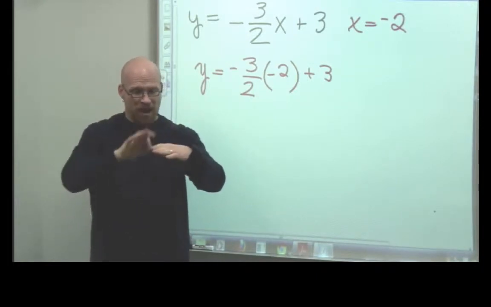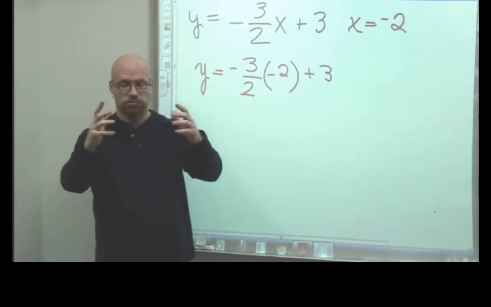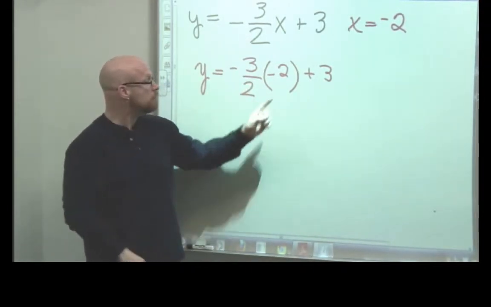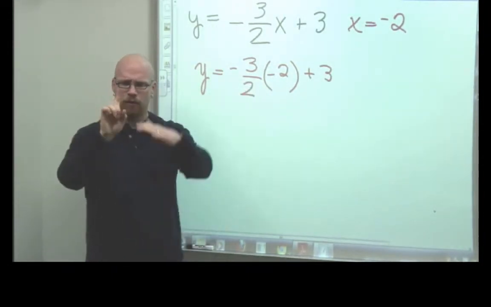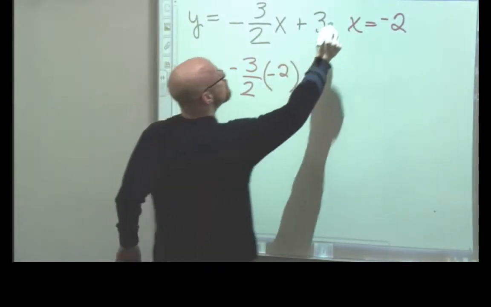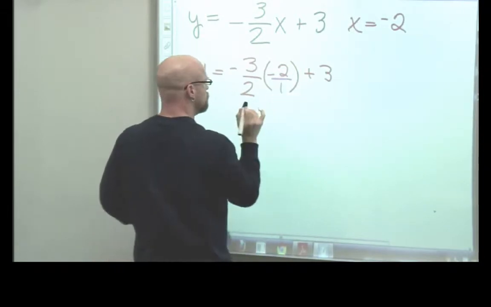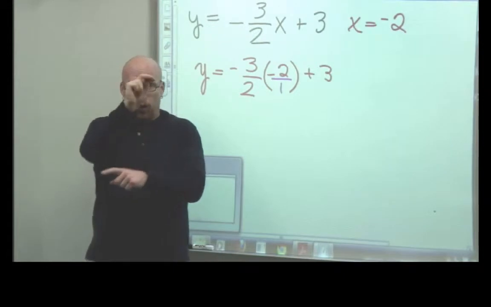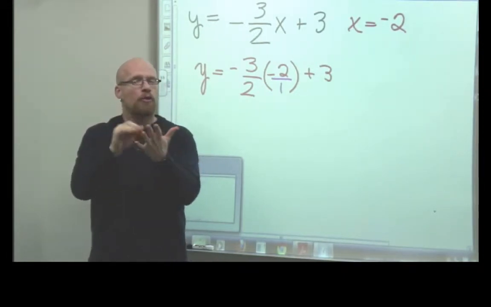Now, most people don't like fractions, I understand. But multiplying fractions should become easier for you, if you understand how. I have negative 3 halves times a negative 2. Now, it isn't a fraction yet, but if I put 1 under there, it's a fraction. So now, all I have is straight multiplication, numerators and denominators.